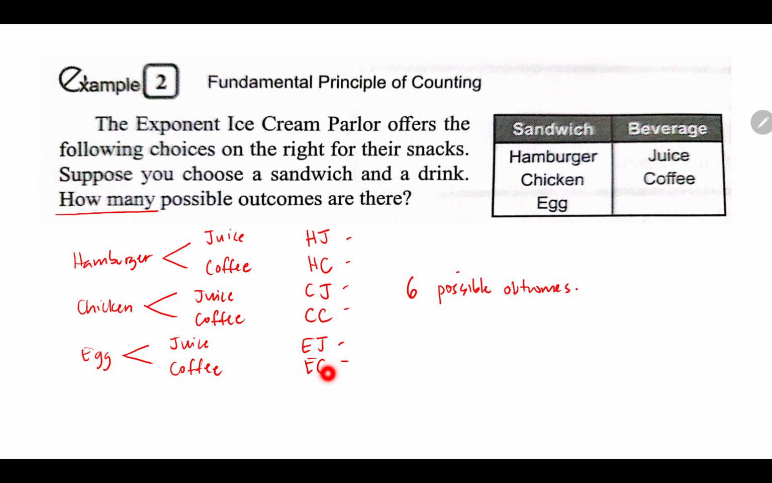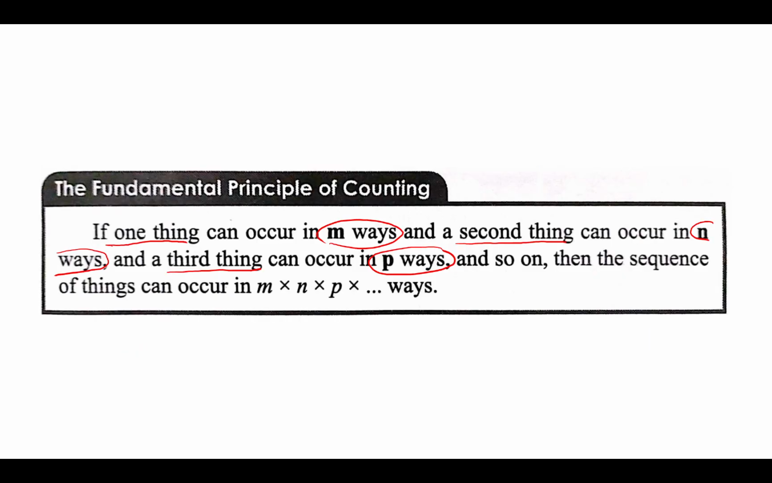But how about if we were going to apply the fundamental principle of counting? If you have one thing that can occur in m ways, a second thing that can occur in n ways, and a third thing that can occur in p ways, and so on.